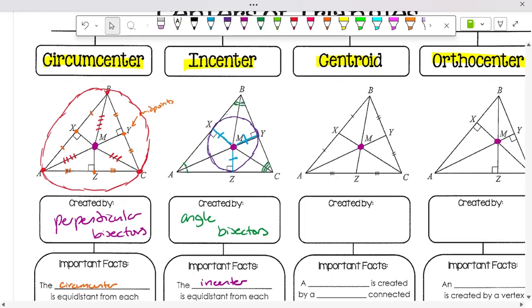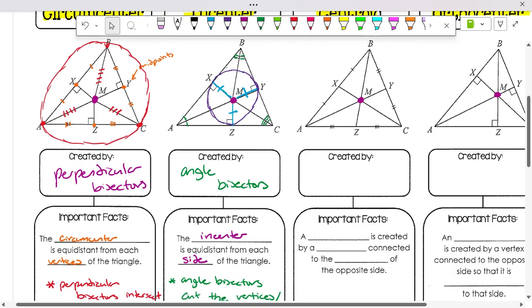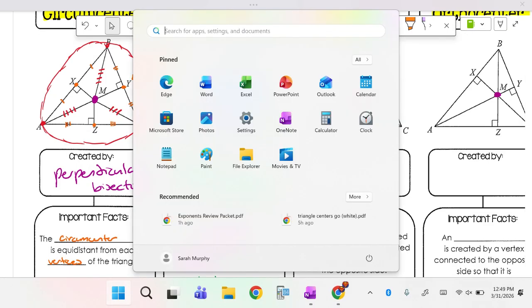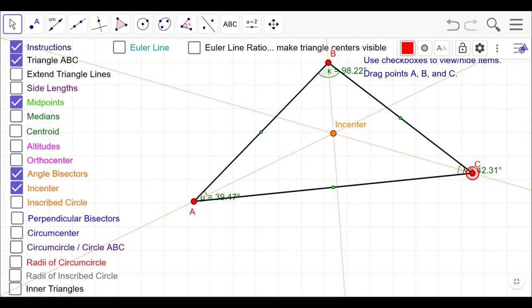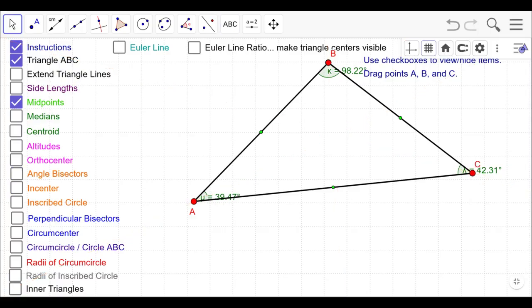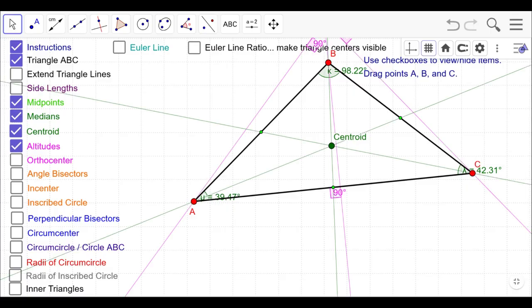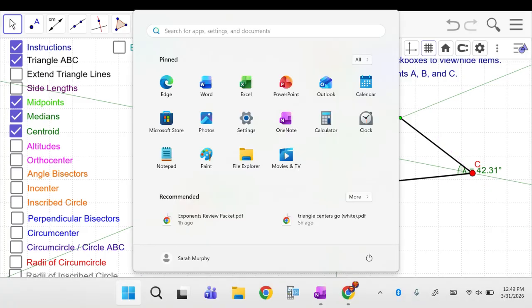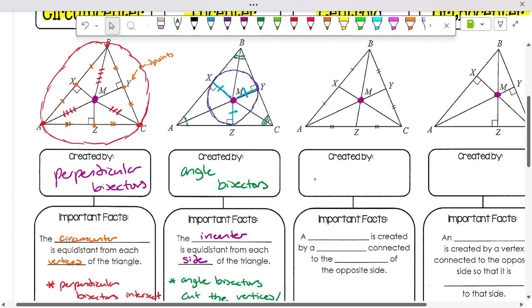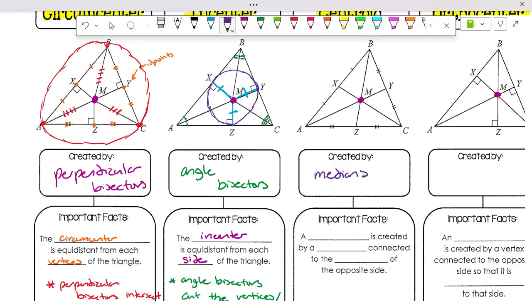Now, the centroid. With the centroid, the only thing we have left could be medians or altitudes. So here's medians, here's altitudes. Which one does the centroid go through? The medians. So the centroid is created by the medians.